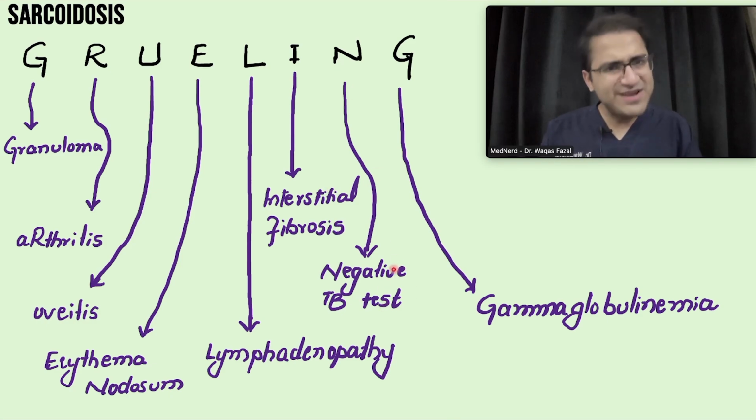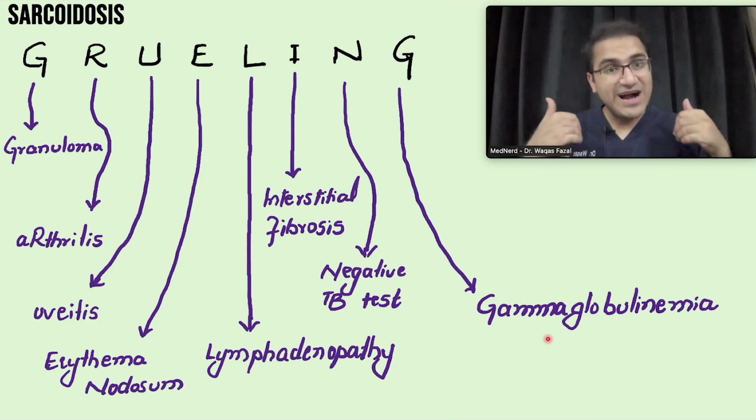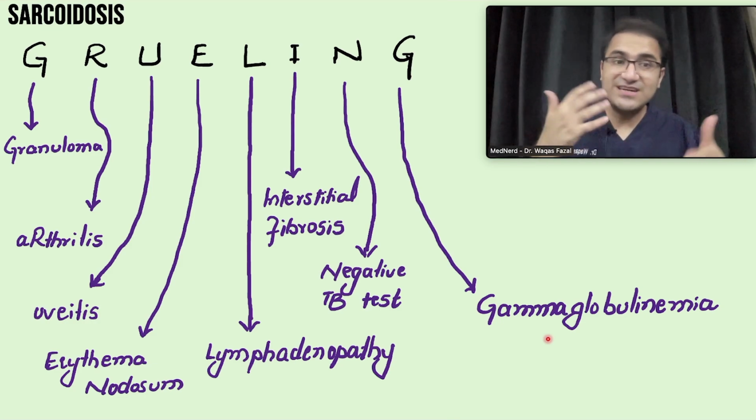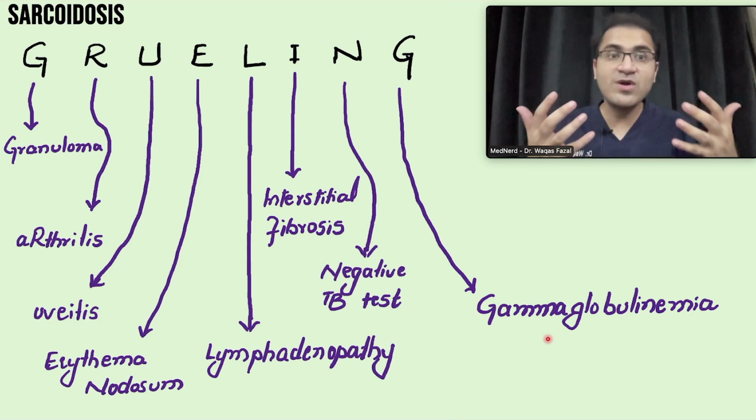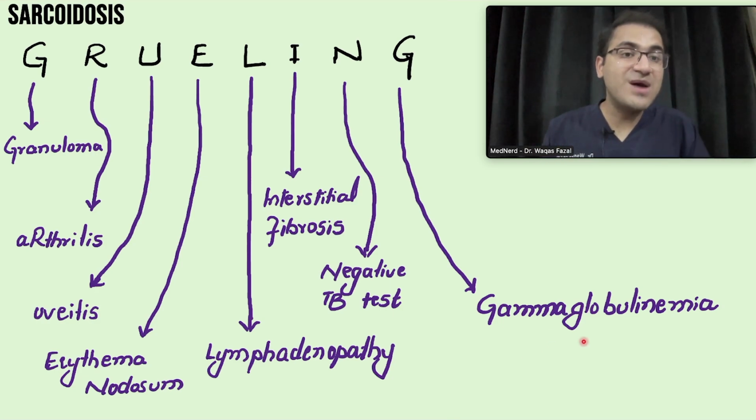So these patients will have a negative TB test, and they will have gamma globulinemia. Gamma globulinemia means a high level of antibodies in the blood, because, as we said, there is a continuous immune response going on in the body. So you can remember the mnemonic GRUELING to remember sarcoidosis.